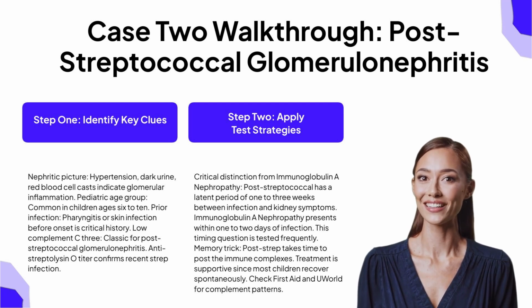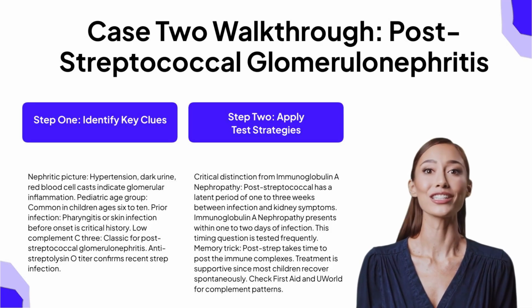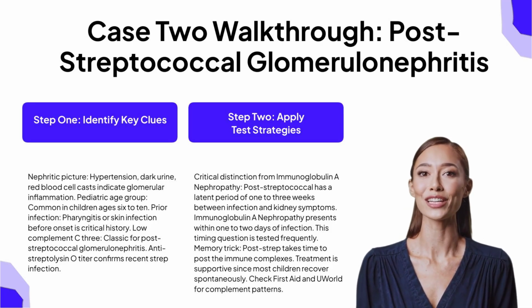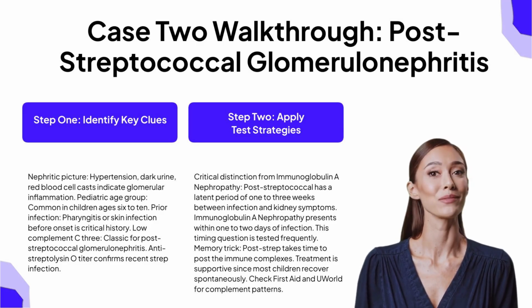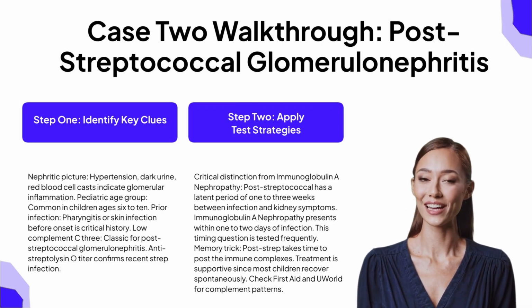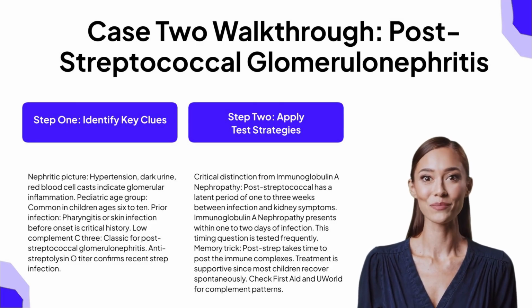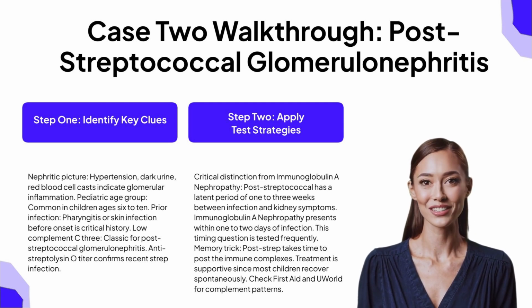Here is your critical test-taking strategy for timing. Post-streptococcal glomerulonephritis has a latent period of 1 to 3 weeks between infection and kidney symptoms. Immunoglobulin A nephropathy presents much faster, within 1 to 2 days. This patient had symptoms 2 weeks after pharyngitis, pointing to post-strep. The low complement and positive strep antibodies confirm it. Most children recover with supportive care only. Make sure you review complement patterns in glomerular diseases.